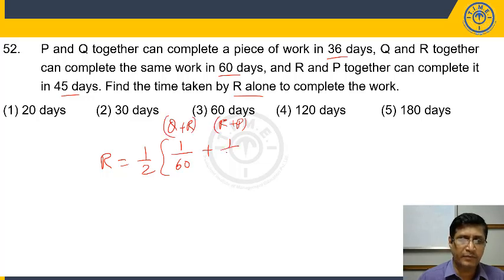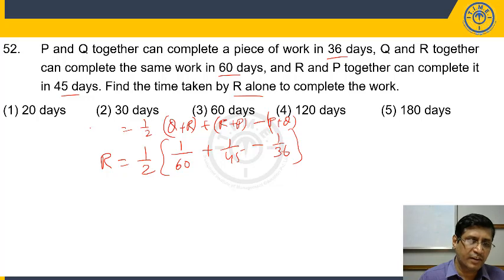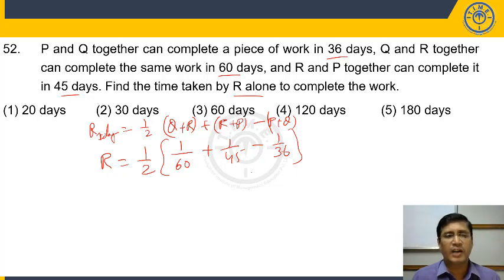R plus P means 1 by 45 minus P plus Q. So what is P plus Q? That is 1 by 36. So it will give the 1 day work of R. So 1 day work of R we can find. R is present in these two groups. So just add these two groups and subtract the group which doesn't have the R in that.